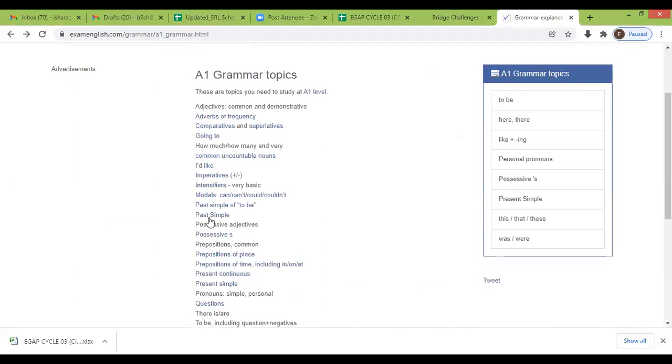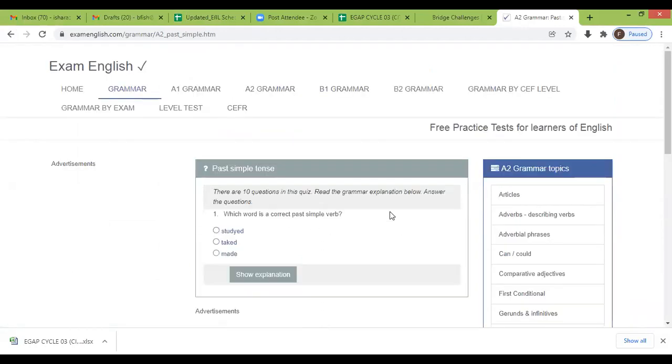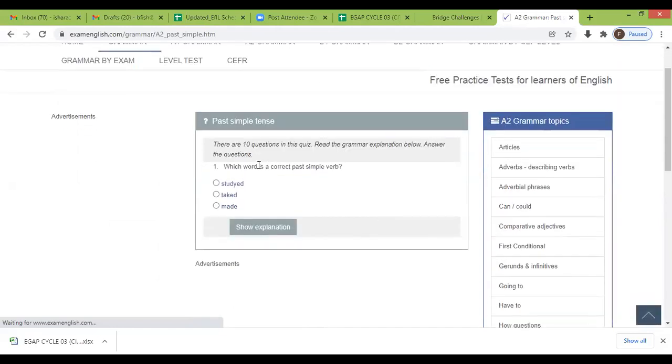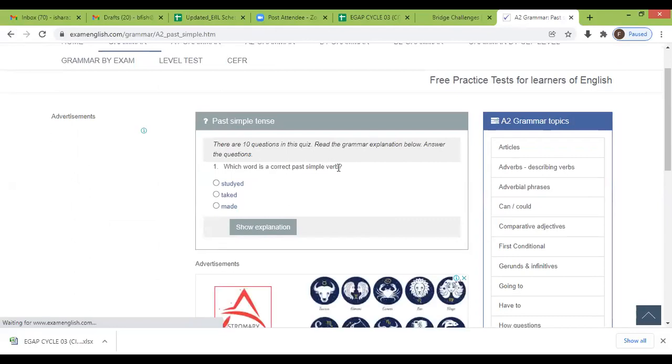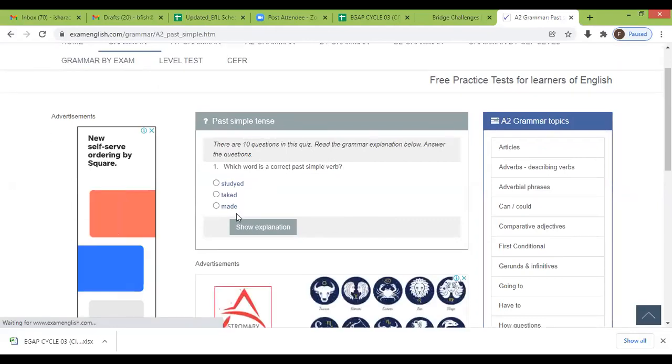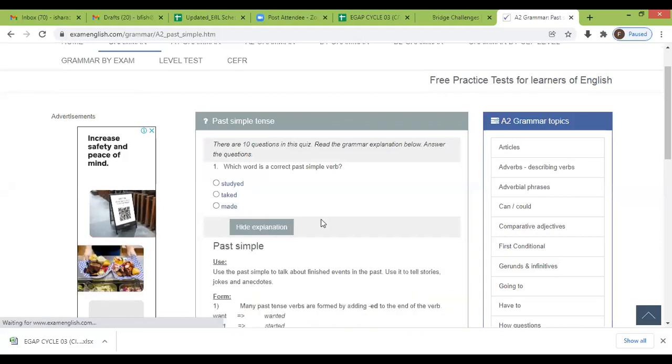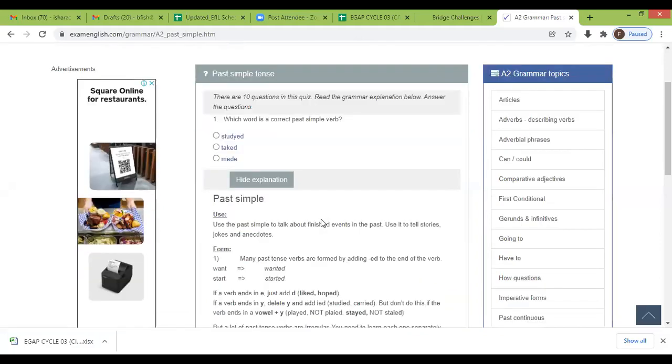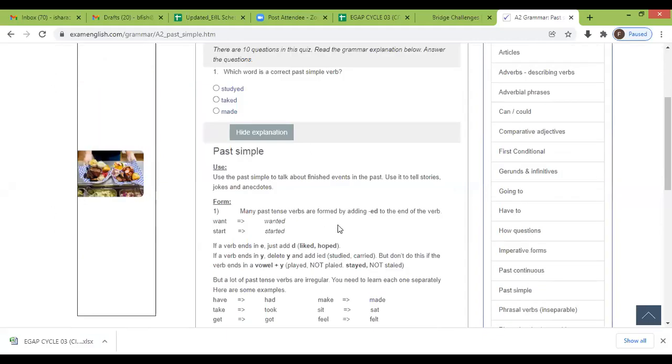Then past simple. Okay, there are 10 questions in this quiz. Read the grammar explanation below. Answer the questions. Which word is correct past simple verb? Which is the correct one? Can you tell me? Made. Good. Yes. So there is the explanation. See, you all can get into this and see everything.